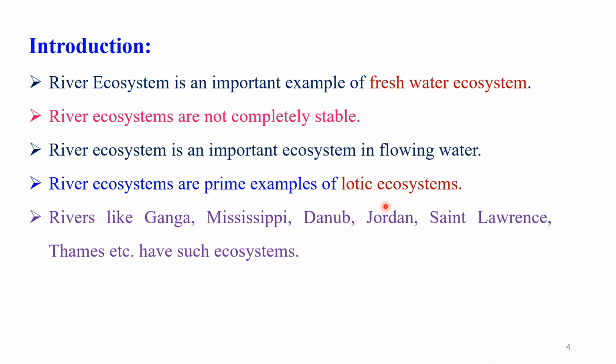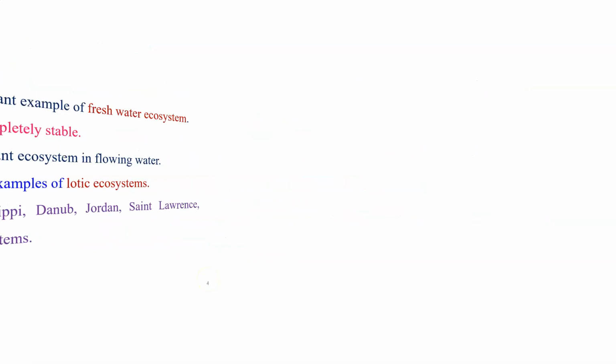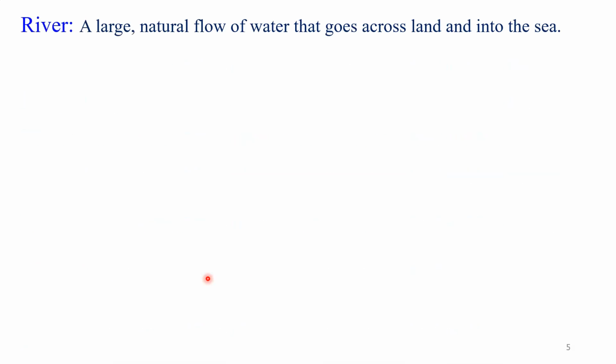Dear students, you know that we have many large rivers available on the surface, such as Ganga, Mississippi, Danube, Jordan, St. Lawrence, Thames, etc. All these rivers have this type of ecosystem. It means the river ecosystem. They are the ideal examples of river ecosystem that we observe on the surface.